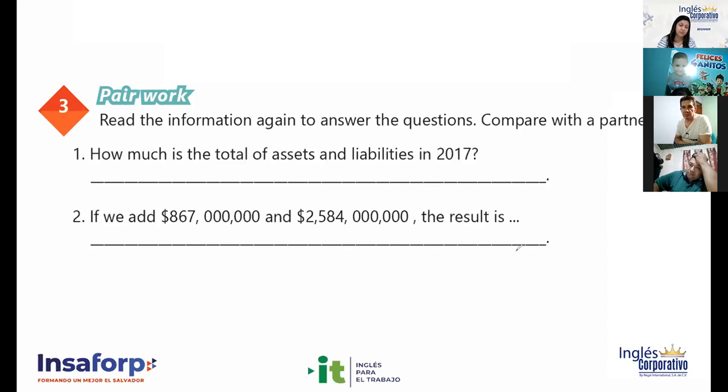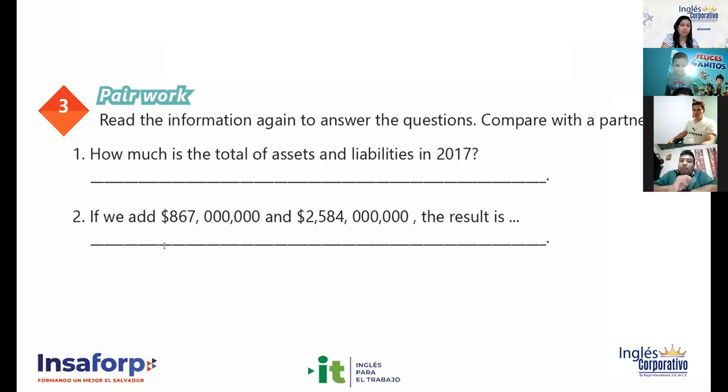451 million. Wow, a lot of money. 3 billion. 451. I think, guys, that we are mistaken. I think it's 3,451 millions. Sí, 3,000 is correct, Matías. 3,451 millions. Yes, is that correct?